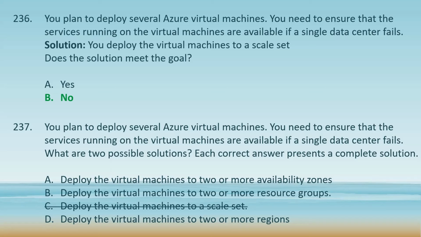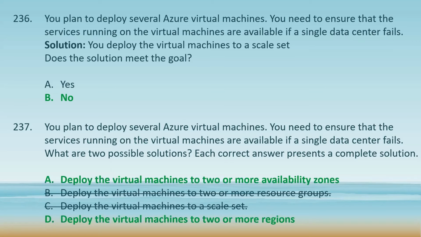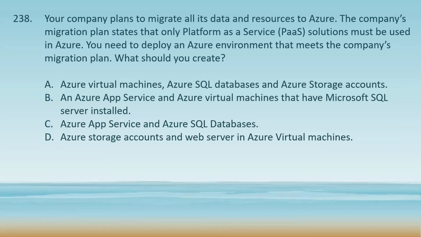Option B says deploying to two or more resource groups, which won't provide any kind of high availability. So this can be eliminated, leaving us with options A and D, which are the correct choices. You will deploy the virtual machines to two or more availability zones, and you will deploy the virtual machines to two or more regions.